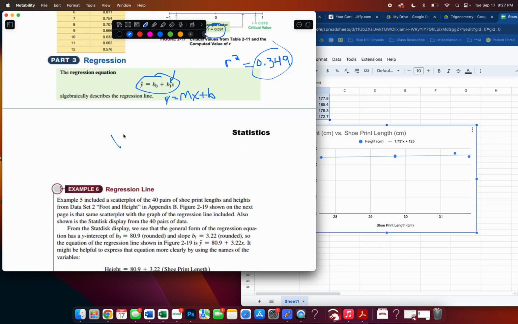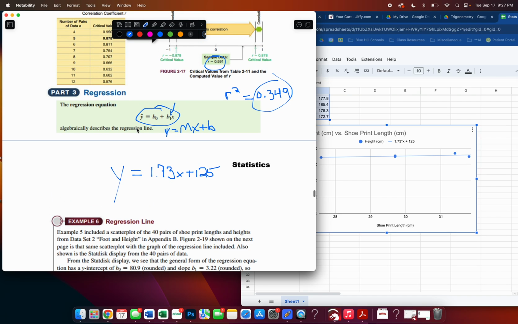We have y equals 1.73x plus 125. I'm really bad at this trackpad, but whatever. Write this down on the top of your paper. I have to use my eyeballs to see if there's a decimal there or not. Okay, so that is my equation.